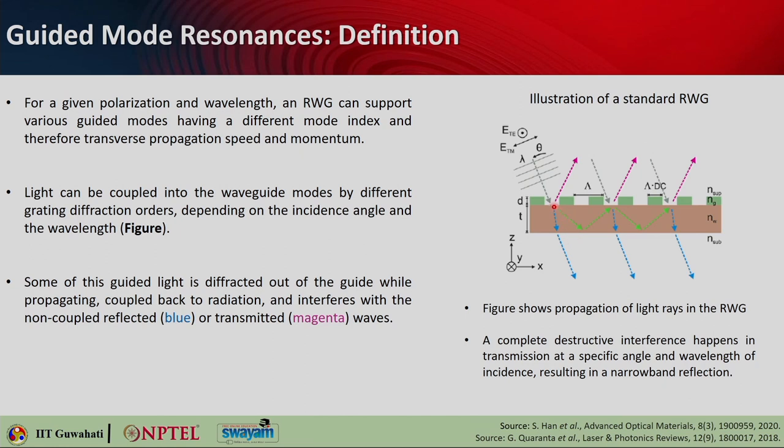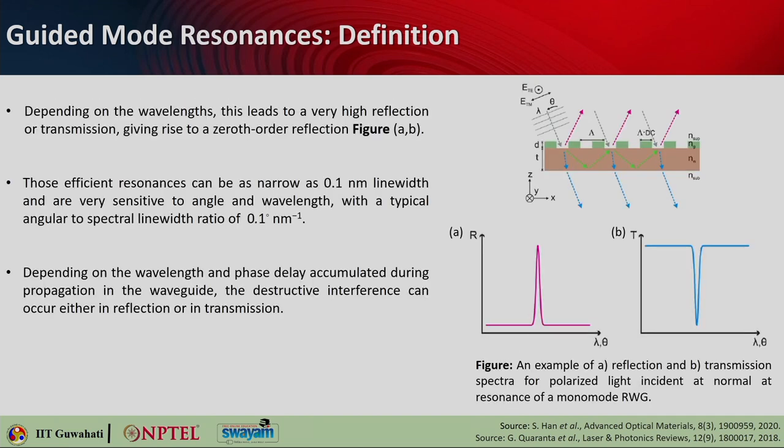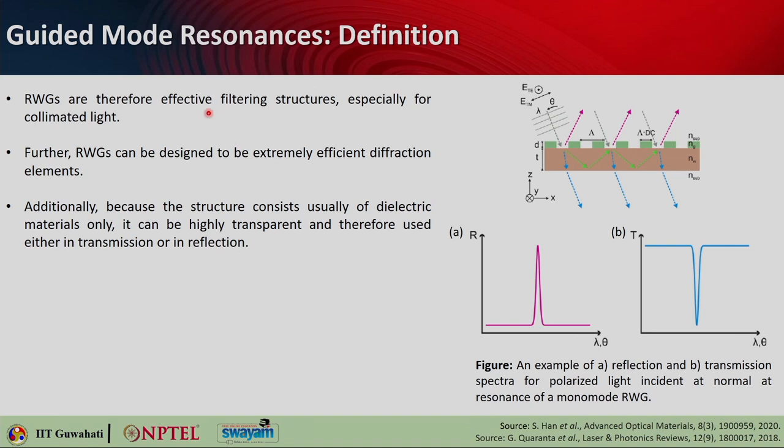So, here you can actually see this light yellowish kind of wave propagation inside. So, when a complete destructive interference happens in the transmission, that happens at a specific angle and a specific wavelength, you can actually get a narrowband reflection. So, that is how you can actually get this particular feature, as you have seen here. So, it is clear that these RWGs or GMRs are very good at filtering, especially for collimated light, and they have extremely efficient diffraction elements.